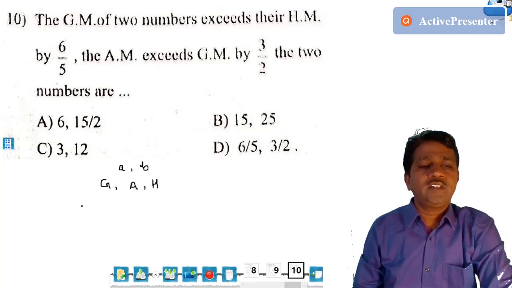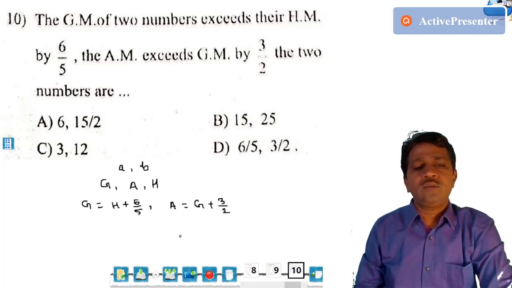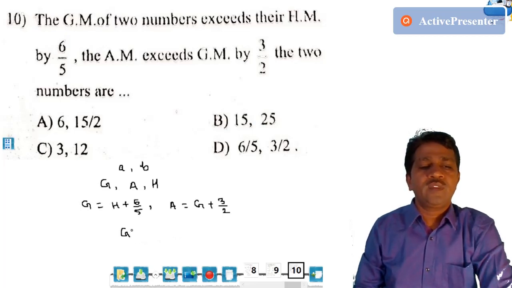In the question, it is given that the geometric mean exceeds the harmonic mean by 6/5, which means G = H + 6/5. And what more is given? The arithmetic mean, A, exceeds the geometric mean by 3/2. So we have a relation that G² = A × H.